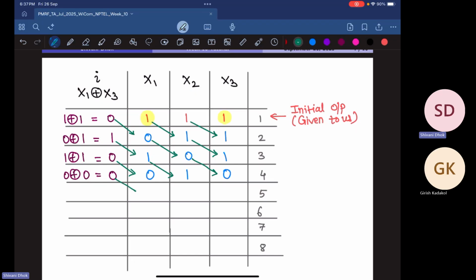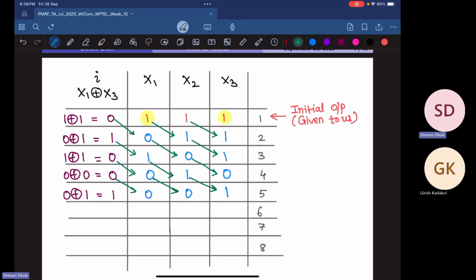So now this 0 will translate here. We'll get a 0 here. Then again this 0 translates here. We'll get a 0. But now this 1 translates here and we get a 1. Now what we need to do for getting I will be x1 XORed x3. So that is 0 XORed 1. This comes out to be equal to 1.